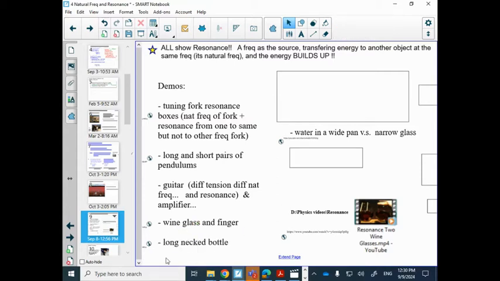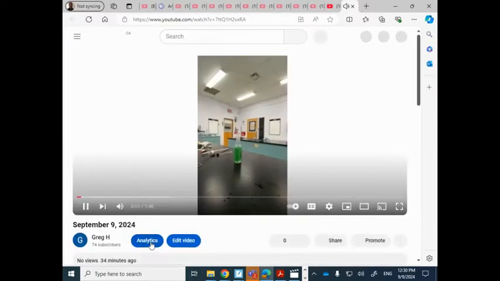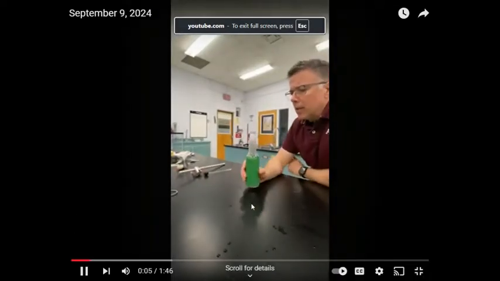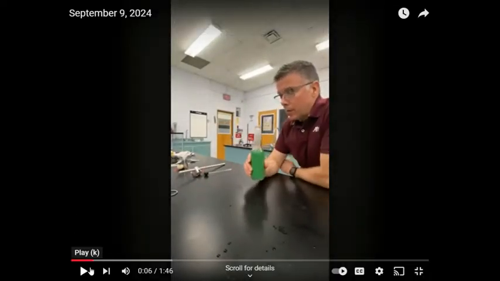So we got that. The long neck bottle. All right, here's some more for you. This one's a little harder to picture where the resonance is coming from. So the source vibration is what I'm saying. It's a little harder to picture what the source vibration is. Try to explain.